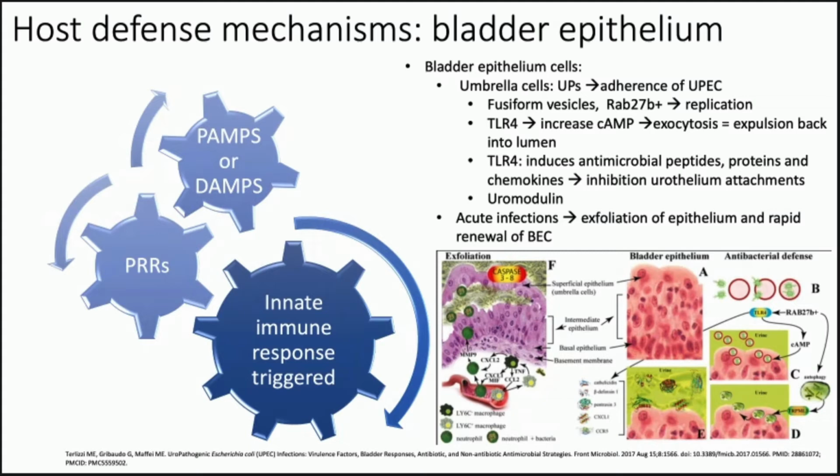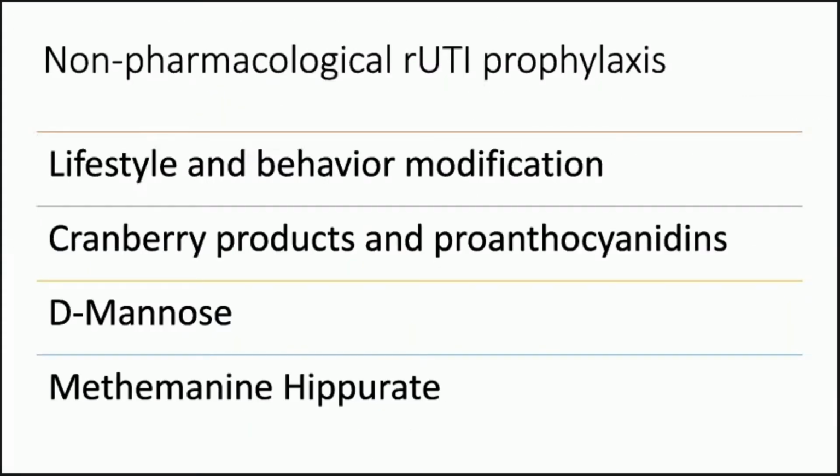In the context of an acute infection, we'll also see exfoliation of the epithelium and rapid renewal of the epithelial surface. So now I'm going to move on to the second part of this talk, which will focus on non-pharmacological prophylaxis for recurrent UTIs, namely lifestyle and behavioral modifications, cranberry products and proanthocyanidins, D-mannose, as well as methenamine.